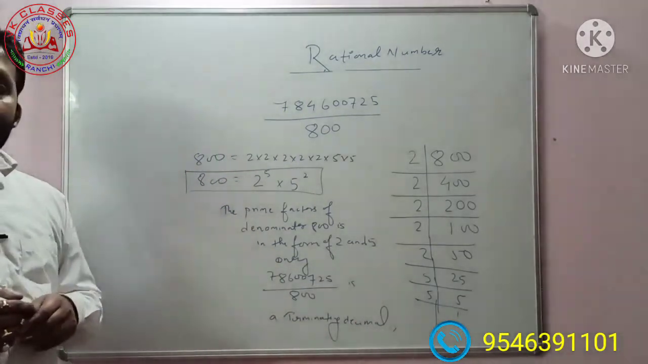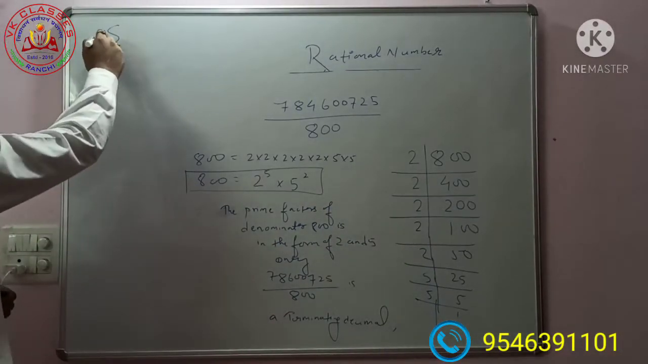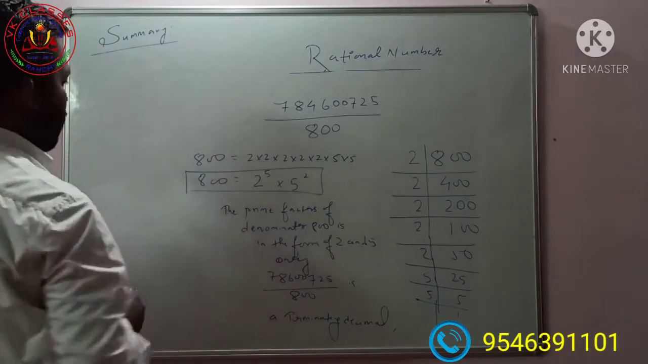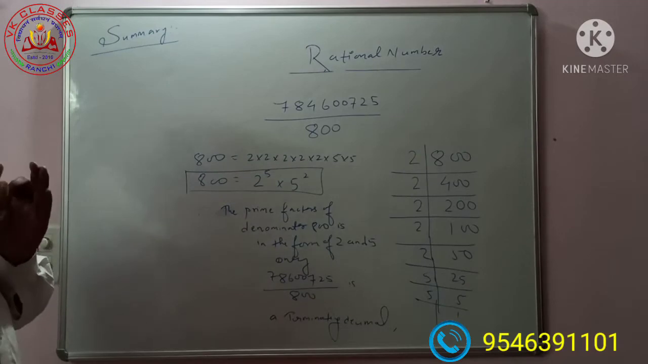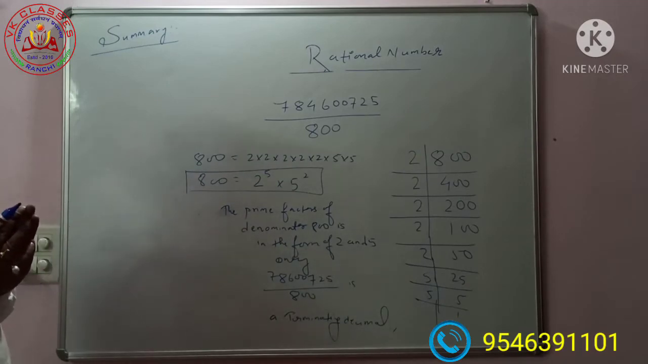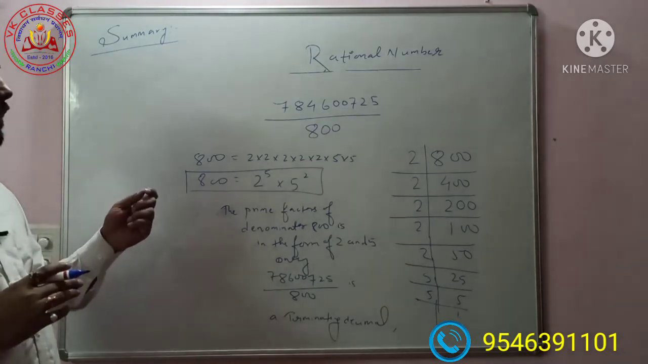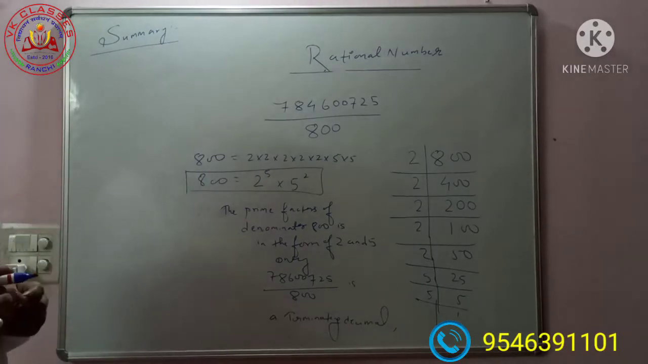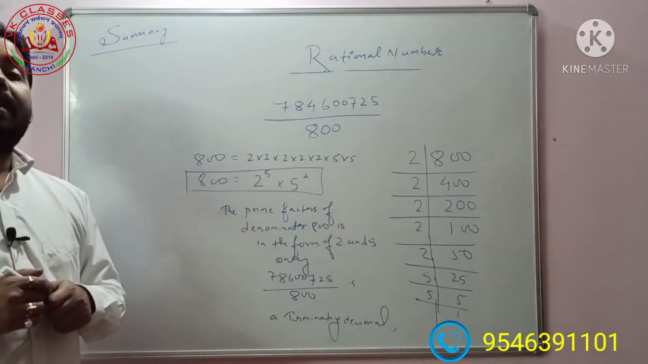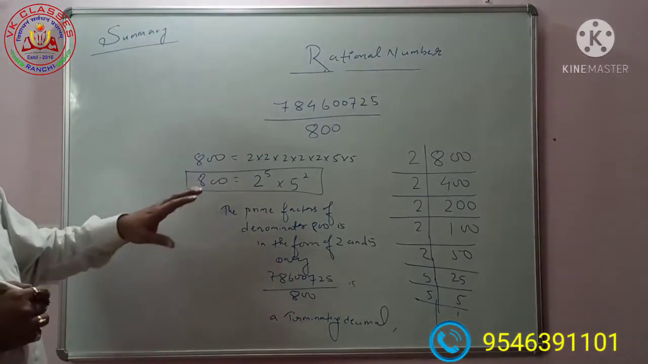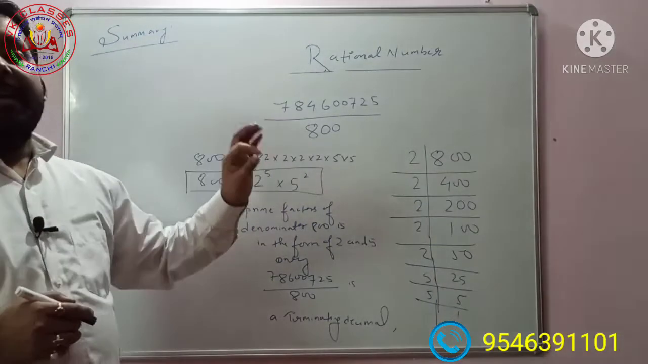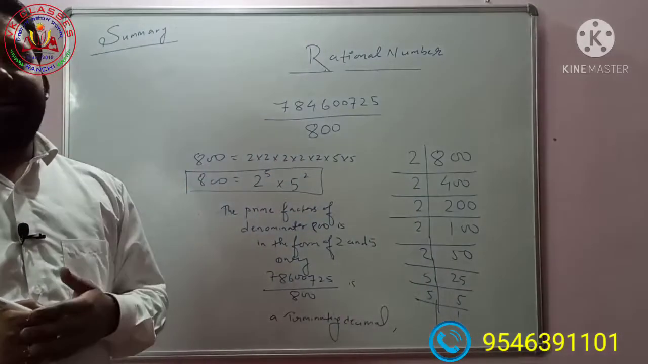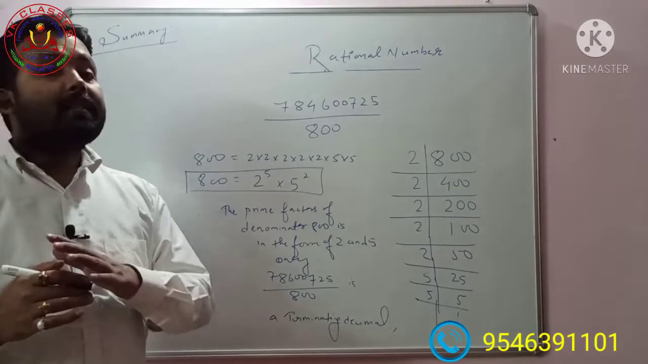What can we conclude now? I am giving you a summary. If the denominator of any rational number is in the form of 2 to the power m and 5 to the power n, that is, if the prime factorization of the denominator has only 2 and 5, then it is called a terminating decimal, otherwise it is not.